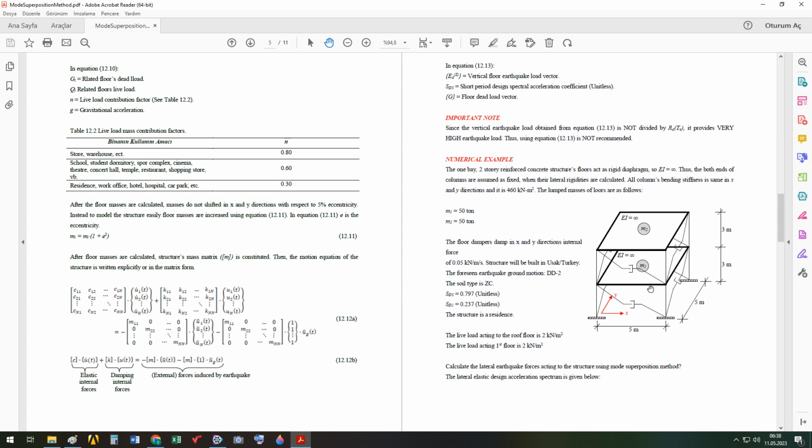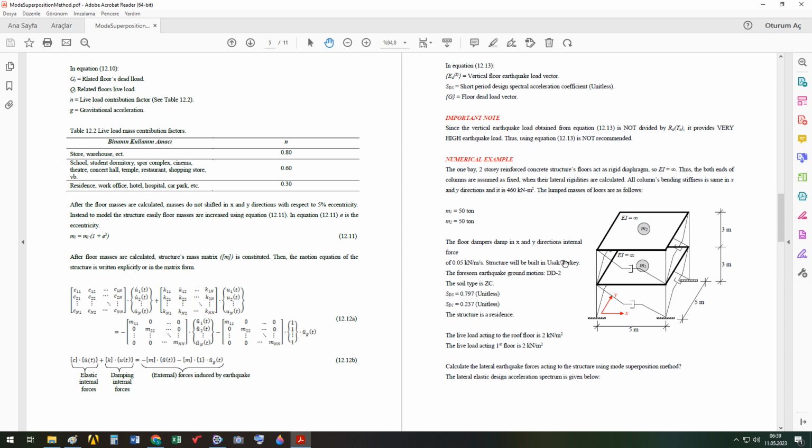Now we have a three-dimensional, one bay in each direction, two-story building. Floors behave as rigid diaphragms, so their bending stiffnesses are infinite. And the lateral displacement stiffness of columns is so much in each direction. The lumped masses are so much, but these are their unincreased values. The damper has a stiffness of 0.05 kilonewton per 1 meter per second velocity.